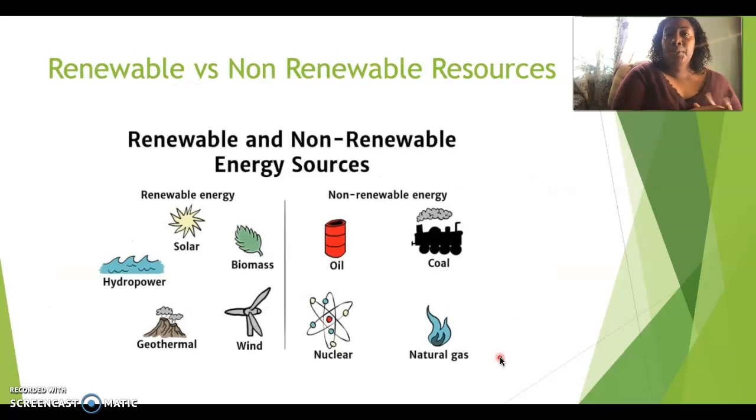So let's look at renewable versus non-renewable resources. I have an easy basic visual for you here. This side is the non-renewable energy resources, and this side is the renewable energy resources. So once again, pause the video and take notes on the different types of resources.